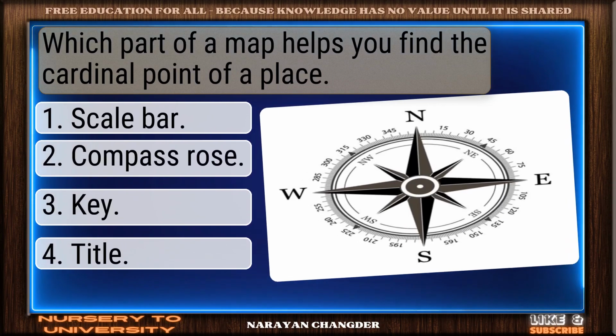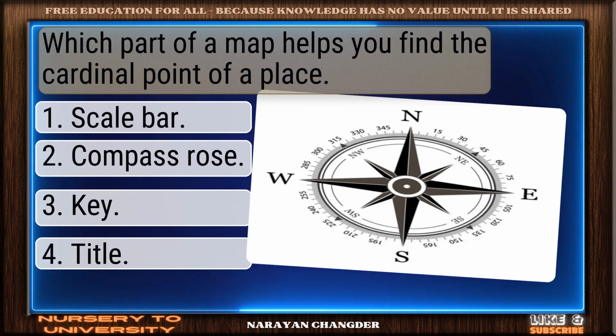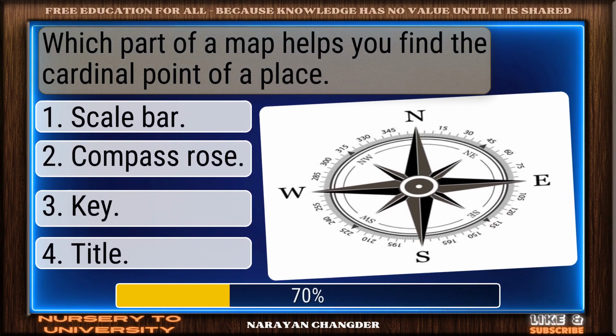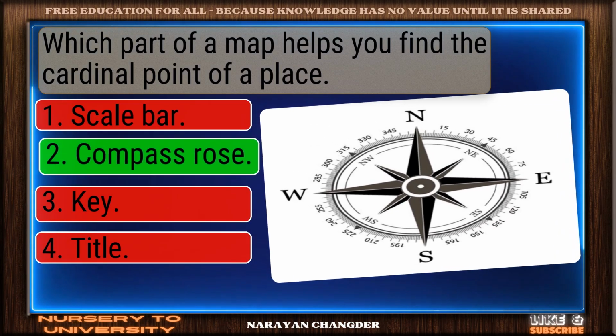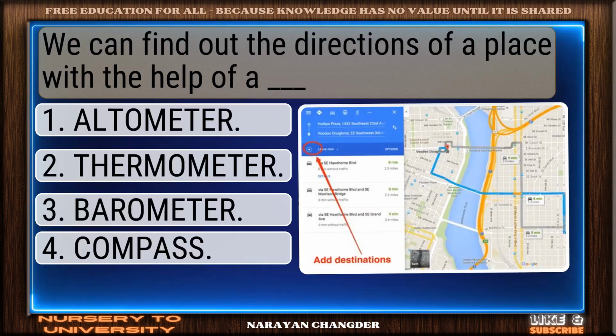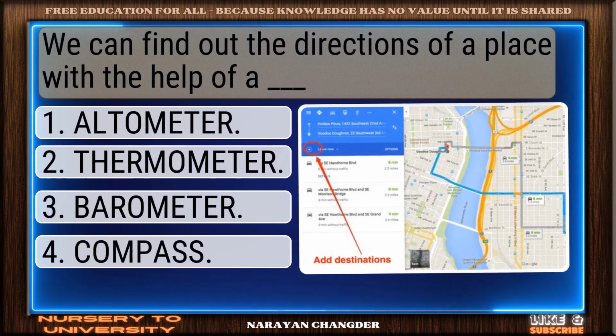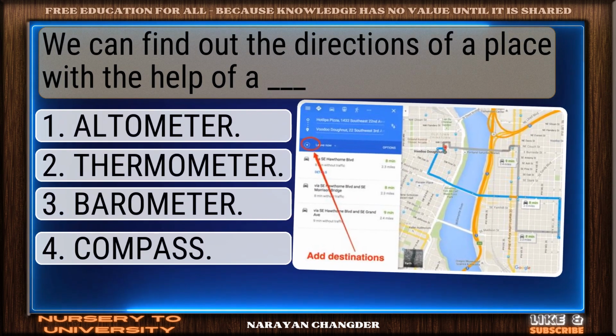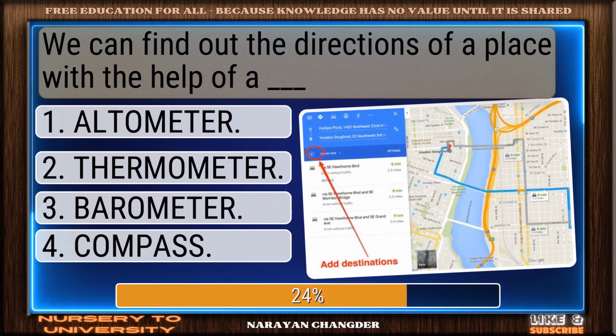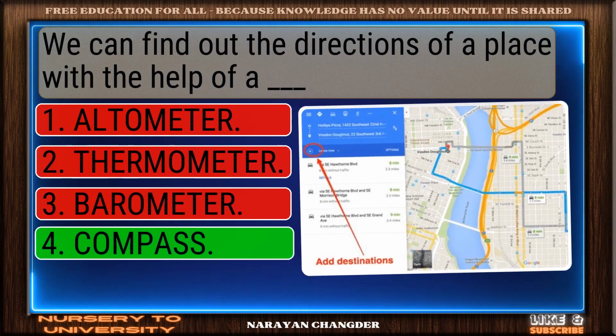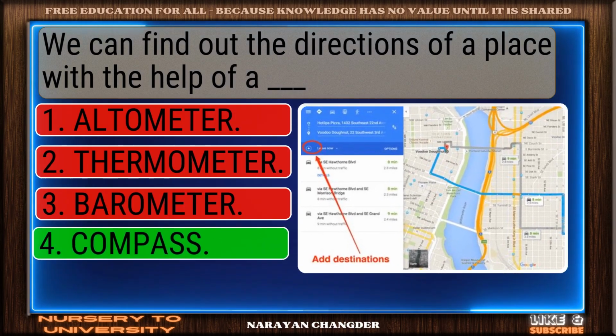Which part of a map helps you find the cardinal point of a place? Right choice. Compass rose is the best answer. We can find out the directions of a place with the help of a dash. You chose compass, and it is correct.